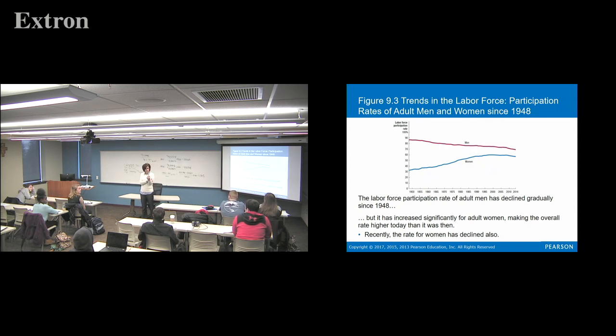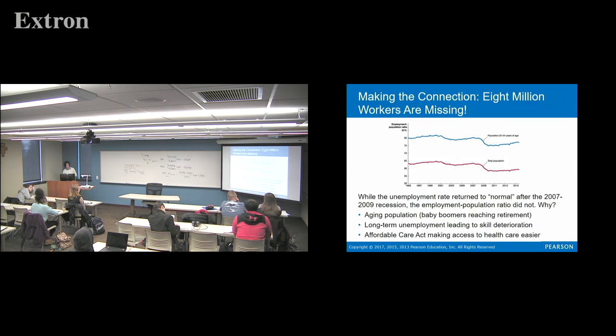Do you have a question or comment? Yeah. And it says recently the rate for women has also declined. That has, again, something to do with education, going back and getting more educated. I think that's pretty interesting. So it says we've got 8 million workers missing.